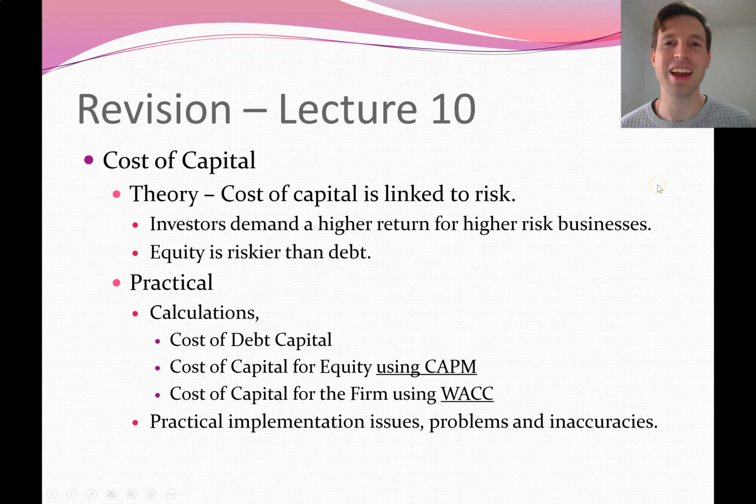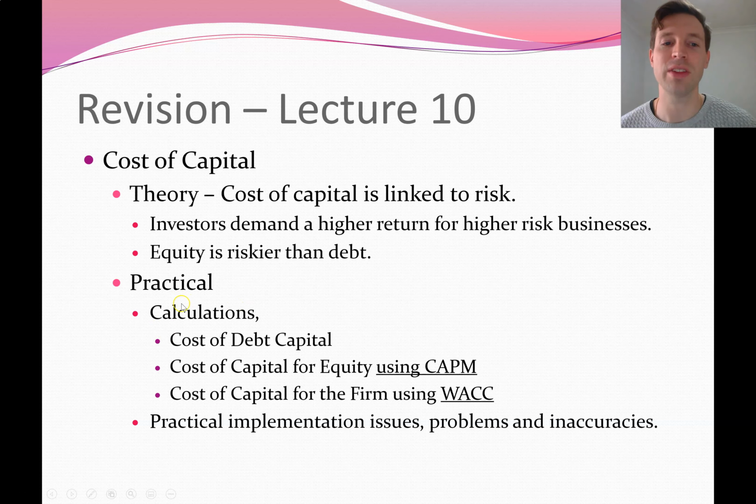During lecture 10, we finished up the valuation process by understanding how to calculate the cost of capital. There were 3 types of cost of capital that we discussed: cost of debt capital, cost of capital for equity, and cost of capital for the firm. You need to understand the theory about what the cost of capital is. It's linked to the risk of a company, and it's the required return that investors require from the investments that they make. So investors demand higher returns for riskier investments. Equity is riskier than debt. So for a given company, the cost of equity capital will be higher. Investors will demand a higher return for buying shares in a company than if they lent money to a company through debt.